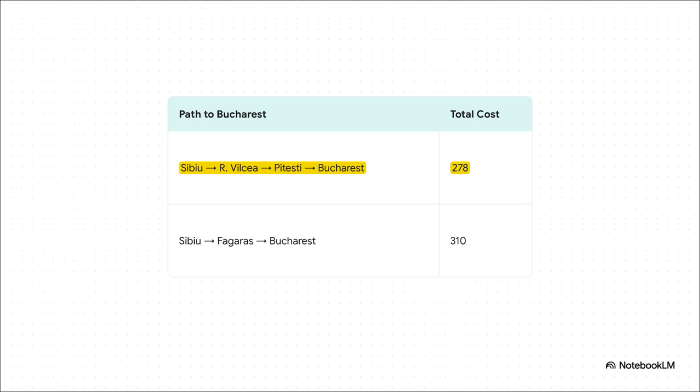See, Potesti is still sitting on the frontier with a total cost of just 177. Since 177 is less than 310, UCS has to explore it. So it does. And from Potesti, it finds another path to Bucharest. This one has a cost of 101.